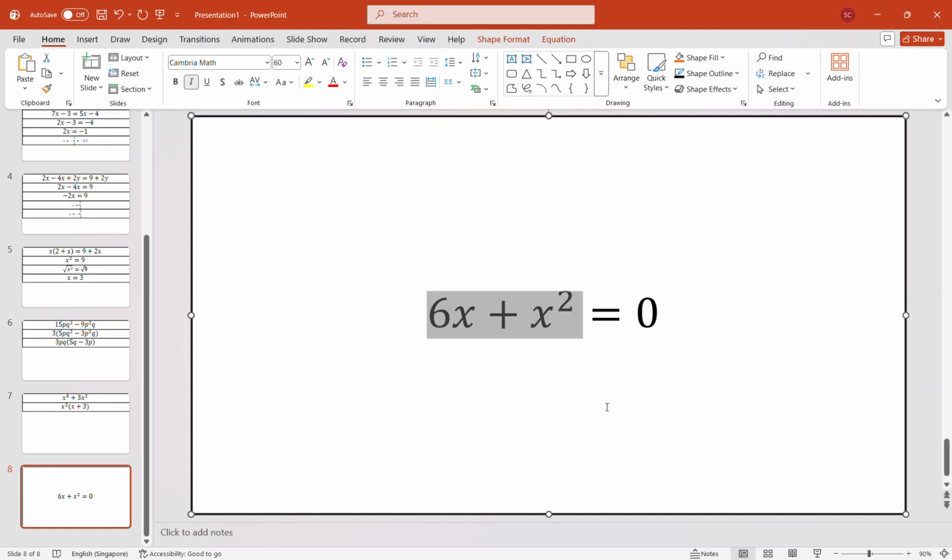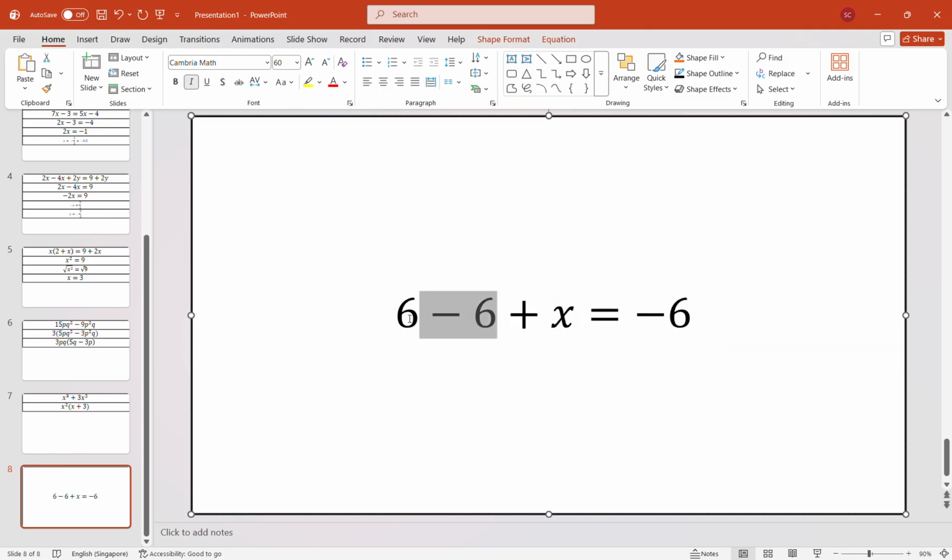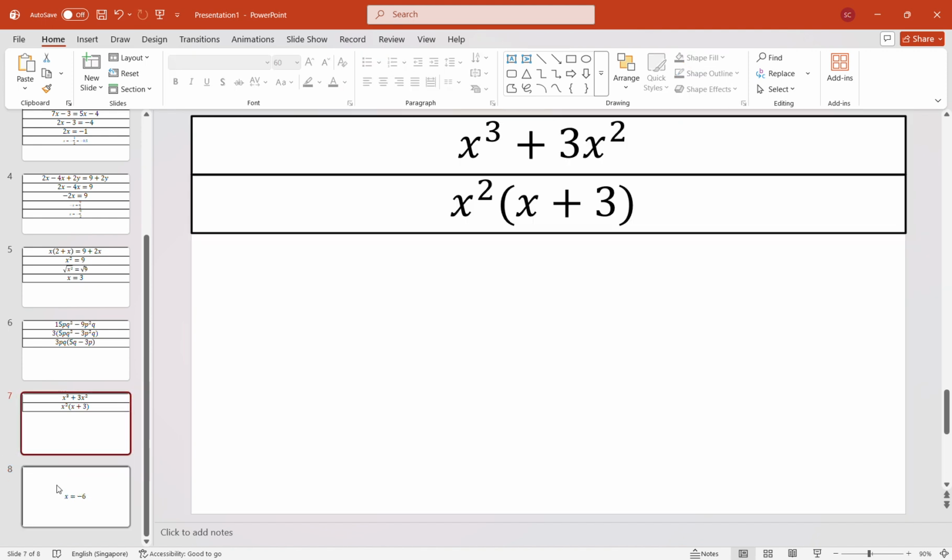And then we can factor this out to become x(6 plus x). And then we can divide by x, which just leaves 0. And then we subtract x from both sides. Then we subtract 6 from both sides, sorry. Leaving us with x equals negative 6. Wait, what?